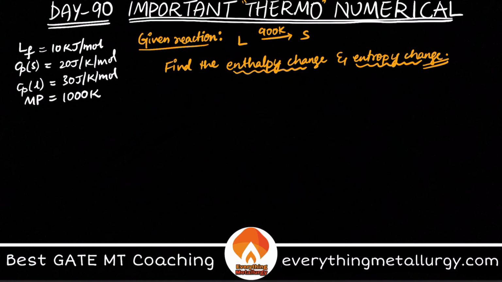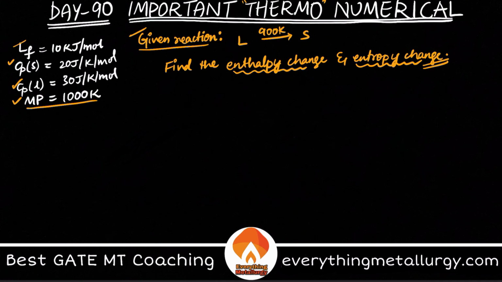They gave LF. What is LF? Latent heat of fusion. Latent heat of fusion is 10 kilojoule per mole. Cp, the specific heat capacity of solid, is given as 20 joule per Kelvin per mole, whereas the specific heat of liquid is given as 30 joule per Kelvin per mole. And the melting point of whatever system they are considering is 1000 Kelvin.